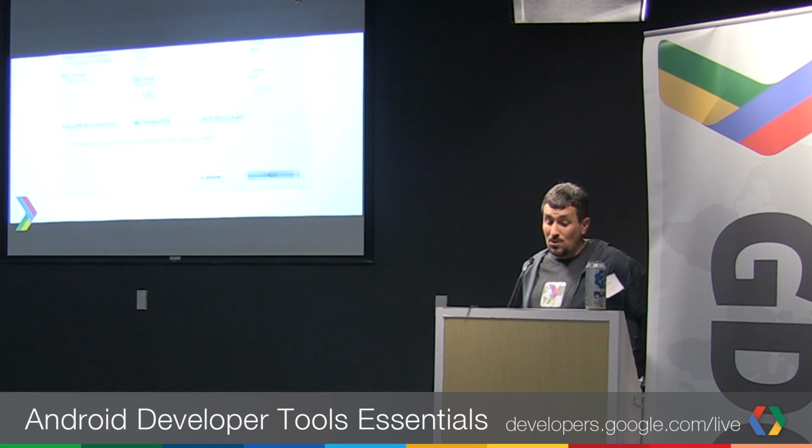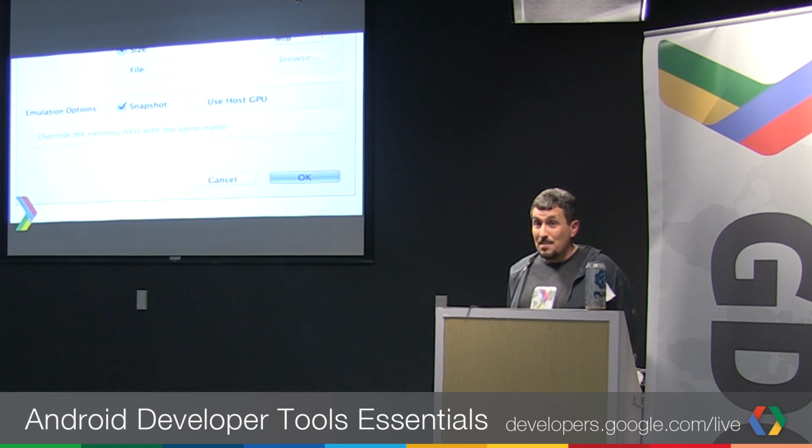Now, there's a couple options at the bottom that I want to particularly call out because they're particularly useful and functional. The first one is Use Host GPU. If your computer has a GPU, it allows you to leverage that to improve the performance of your emulator, so it will attach to that GPU. I think you can only use the host GPU if you're using an Intel emulator, the HAXM emulator, which we'll get to in a second.